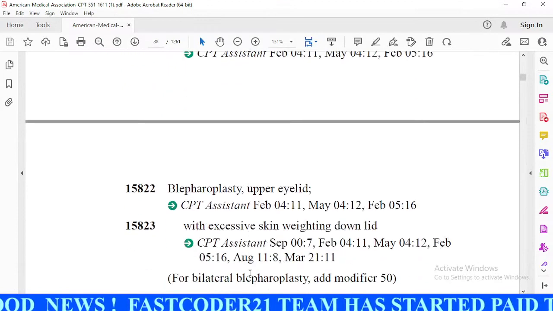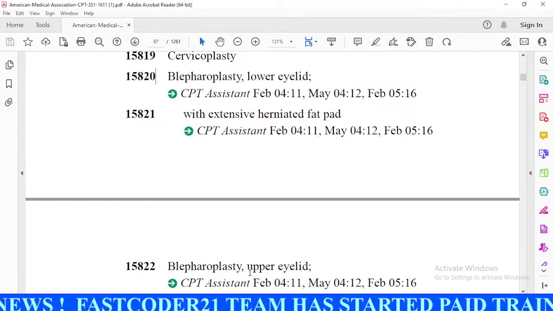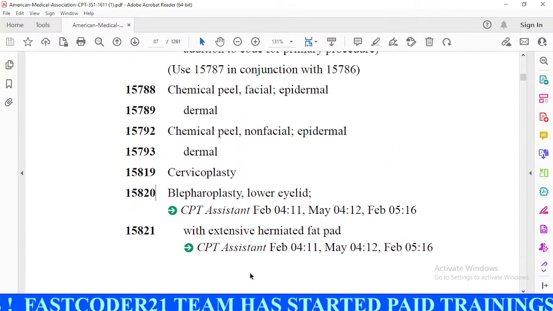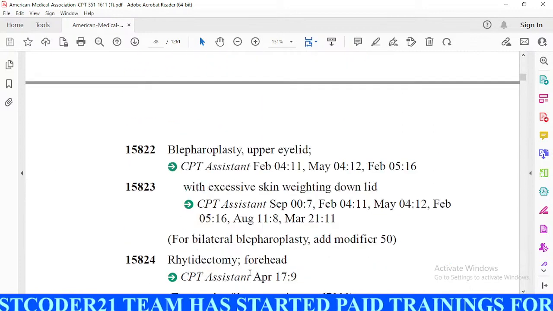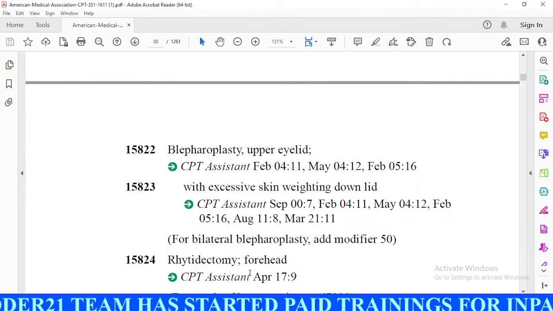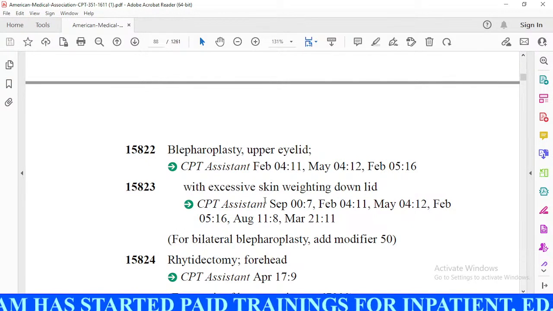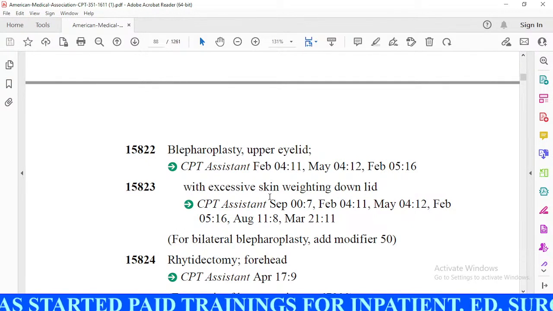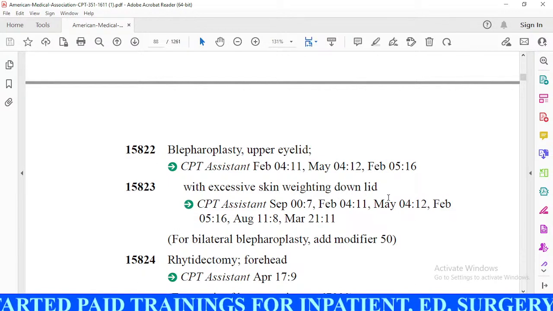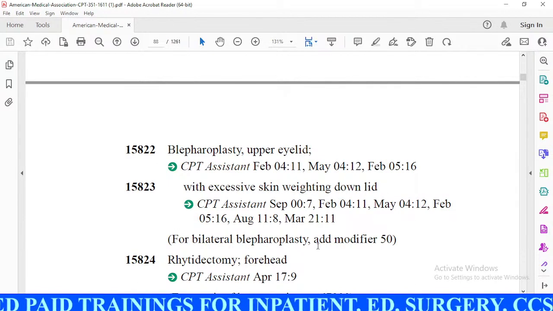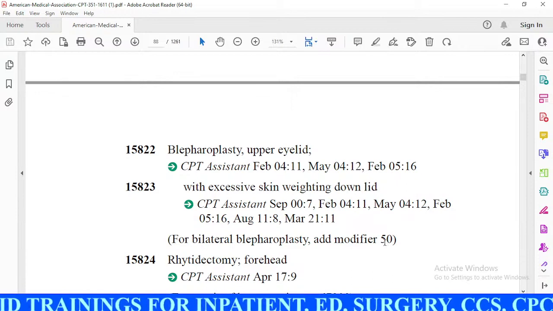So as I told you, for some conditions you can also use the diagnosis to find the CPT code here. So what is 15822? Blepharoplasty upper eyelid. And 15823 is with excessive skin weighing down the lid. For bilateral blepharoplasty we need to add the 50 modifier.